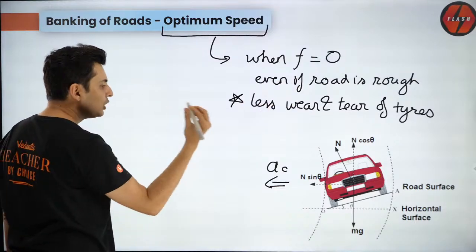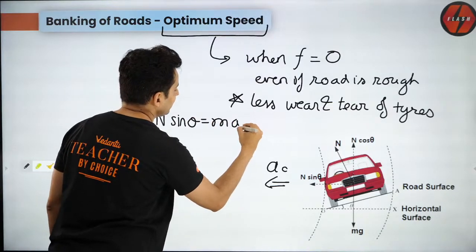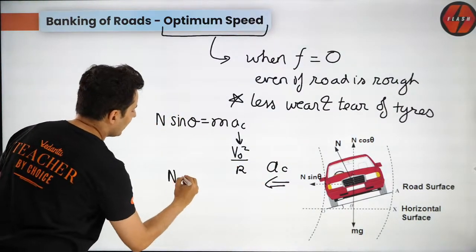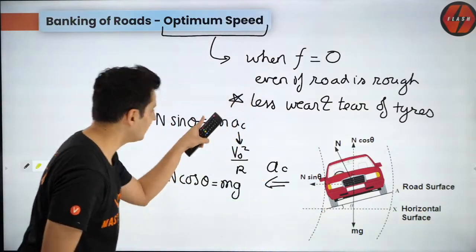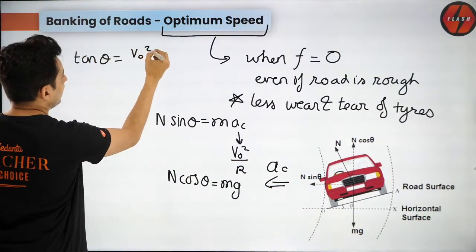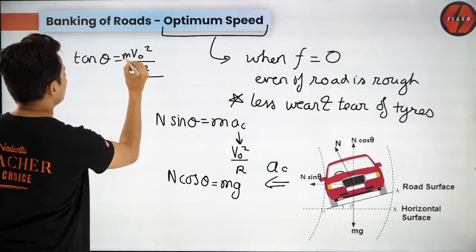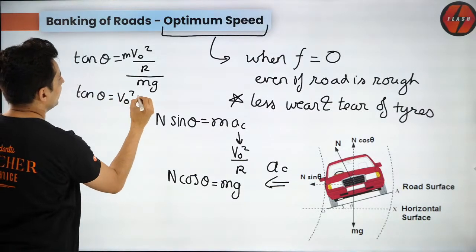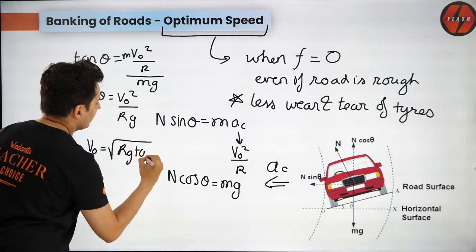And what is the formula? You can derive it very easily by taking N sin theta as m into a_c, substituting a_c as optimum speed square by radius, and you can also use N cos theta as mg. Divide both of them, you will get tan theta is equal to v naught square by r by mg. So m goes off, so you will get tan theta is equal to v naught square by rg. So therefore v naught is root of rg tan theta.